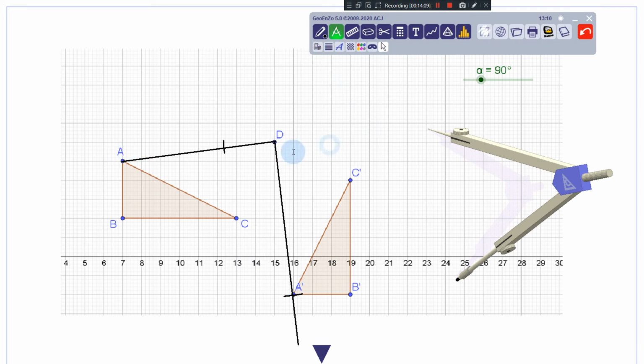So it's all up to you. You want to use this method or the method that using L shape to help you to get the image. You will get exactly the same thing if you do it correctly.